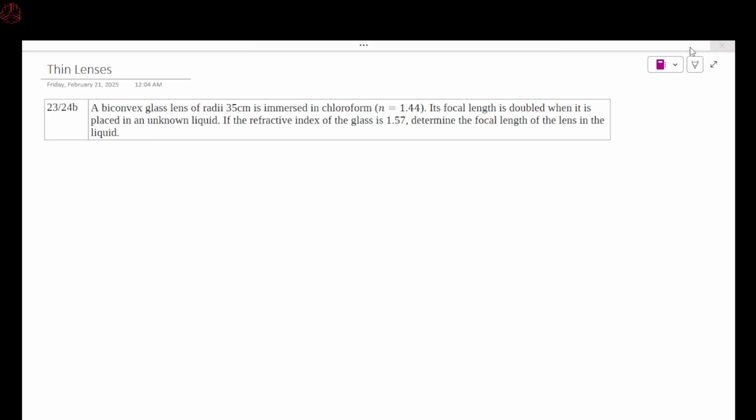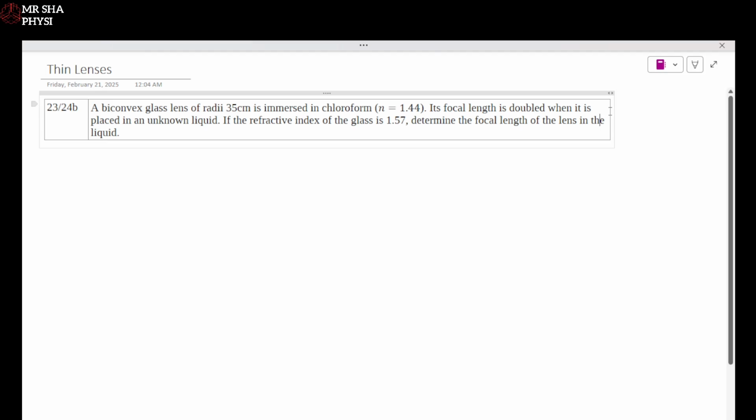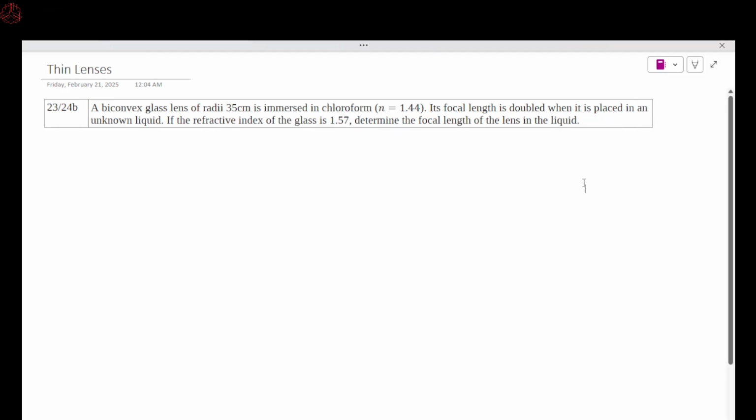Hello everyone. In this video, I'm going to be discussing PYQ questions on thin lens. Alright, so let's look at the question quite quickly. I have a biconvex glass lens of radii 35 centimeters.